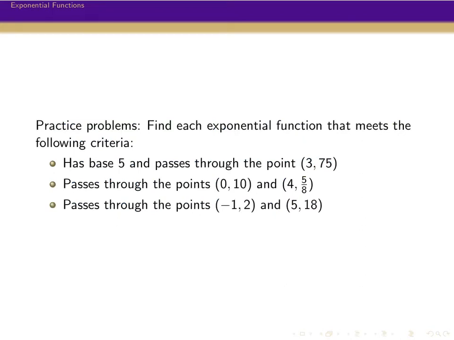Okay, so here are some practice problems going through the same ideas that we just did. So for these three, find the exponential function that meets the criteria for each one. So for the first one, you want the base to be 5 and you want it to go through the point (3, 75). So for that one, you just need to figure out what c has to be. For the second one, you know that it passes through the points (0, 10) and (4, 5/8). And then you want the one that passes through the points (-2, 2/5) and (-1, 18/5).